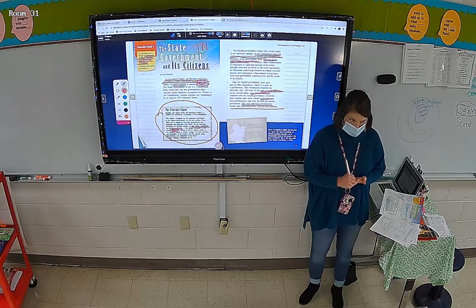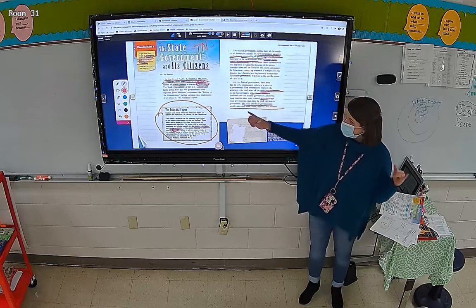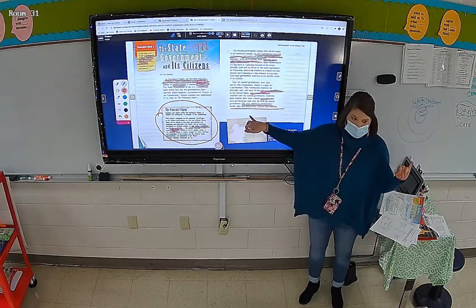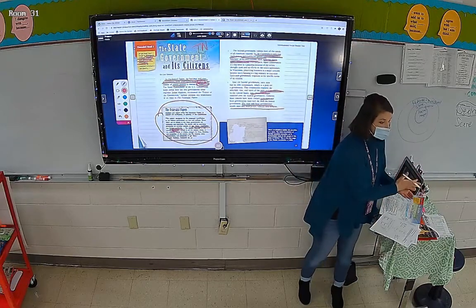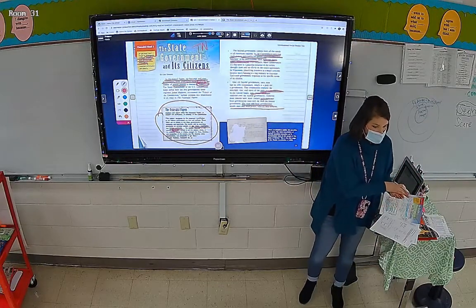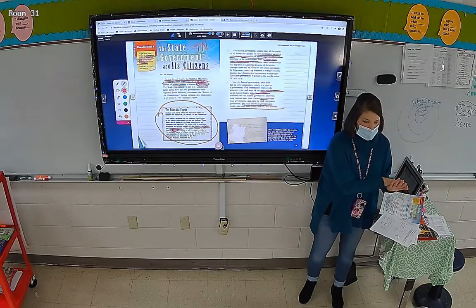Yes, ma'am. Okay. So the state government helps fund the police, schools, and libraries. We're about to flip the page, and we're going to see how they do those things. Okay? Everybody, turn the page.